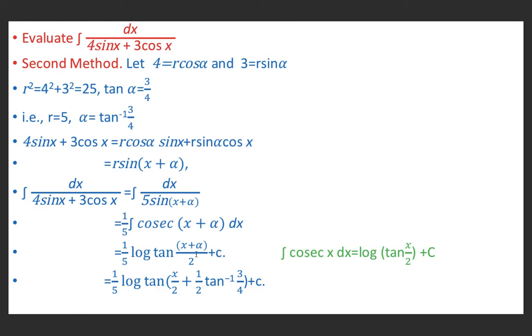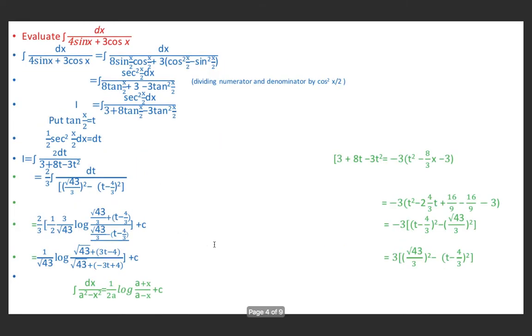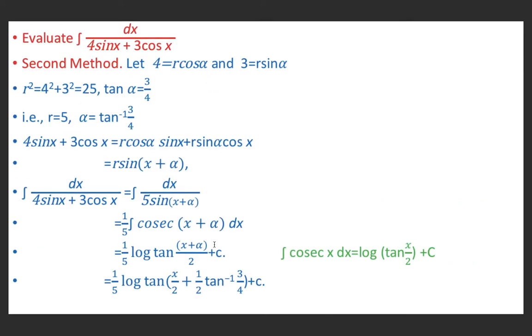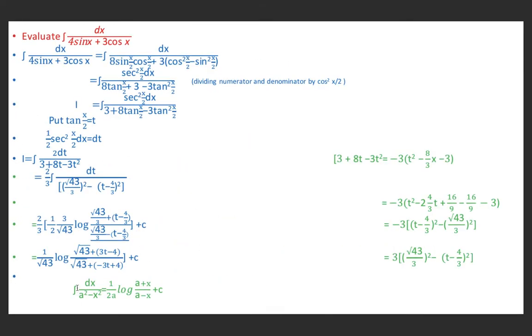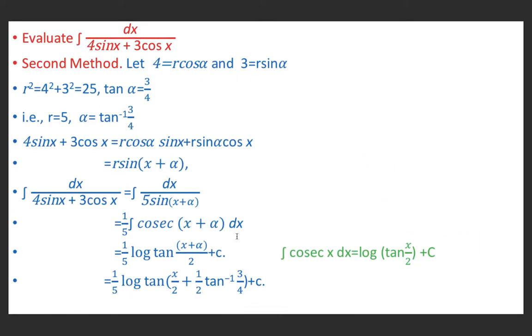So 1 upon 5 log tangent (x plus alpha) by 2 plus c. And we can break it into two parts, x by 2 plus alpha by 2, where alpha is tangent inverse 3 upon 4. So this is also one of the methods to evaluate this type of integral, and I think this method is short also. In both the cases the answer looks different, but both the methods are correct. This method needs more calculations, and this method is, I think, more simple.